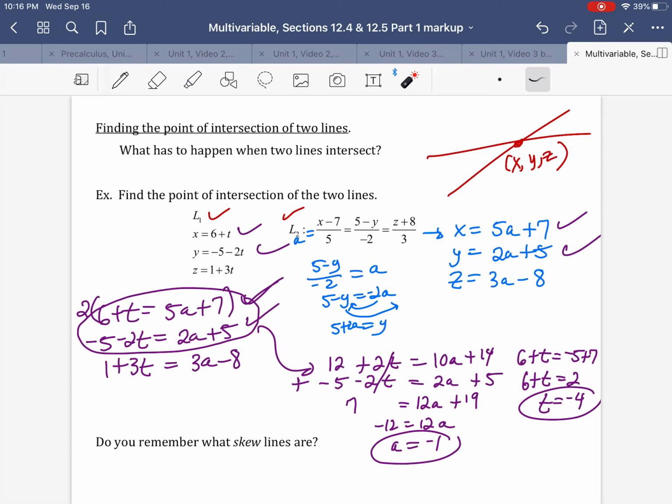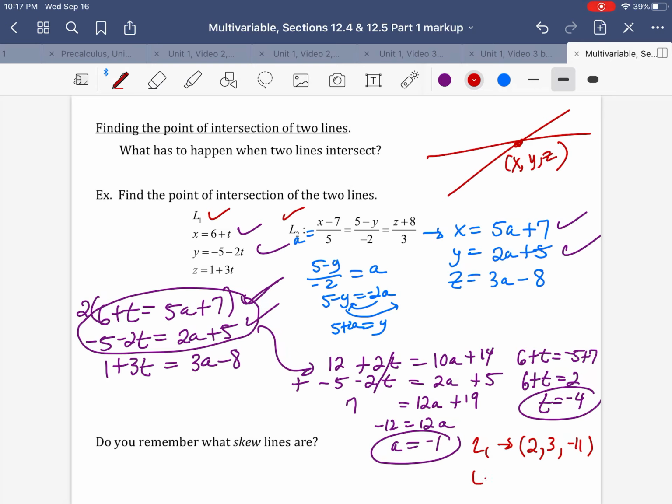So if I do it with L1, let me get a different color here. If I use in L1 t equals -4, I get this point. I get 6 plus -4, so I get 2. I get -5 minus 2 times -4, so that's -5 plus 8, so that's 3. Then I get 1 plus 3 times -4, so 1 plus -12, so that's -11.